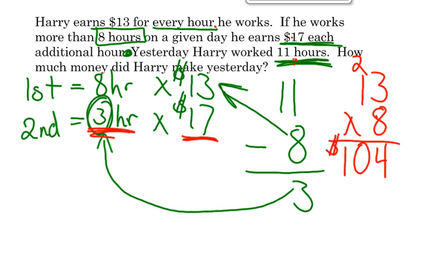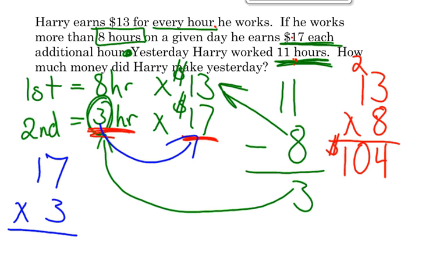Now we can solve for the next 3 hours where he's earning basically a time and a half. That's not time and a quarter, or time and a third. If you don't know what that means, that's okay. $17 for another 3 hours of work. So 3 times 7 is 21, 2 goes up. 1 times 3 plus 2 is 5. So he earns an additional $51.